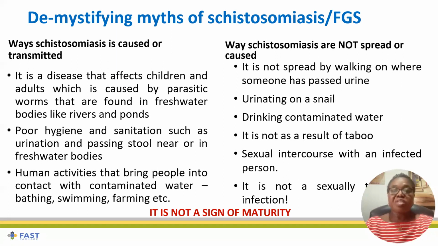Now, these are some of the ways by which schistosomiasis is not spread or caused. You cannot get schistosomiasis by walking on the ground where somebody has passed urine, or by urinating on a snail, the snails that live in the water, or by drinking contaminated water. You don't get it as a result of a taboo or a curse, or even sexual intercourse with an infected person. Let me state that it is not a sexually transmitted infection, and this is something that we need to stress when we are engaging people. It is also not a sign of maturity, because in some communities it is believed that when men have schistosomiasis, it is a sign of maturity.